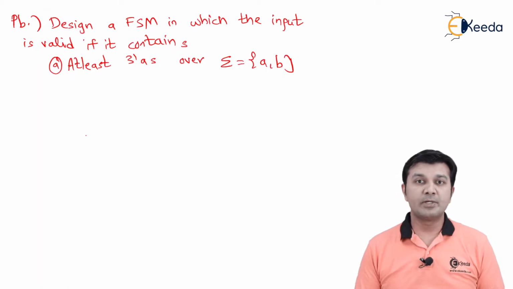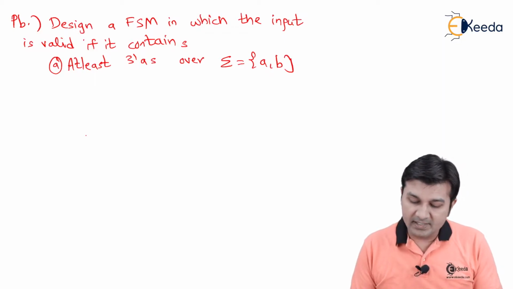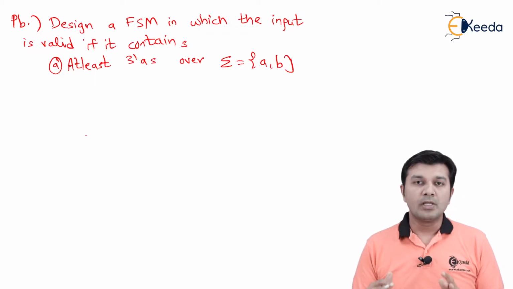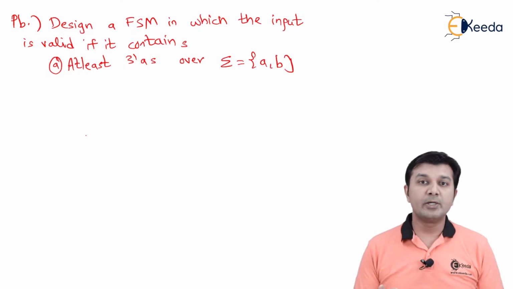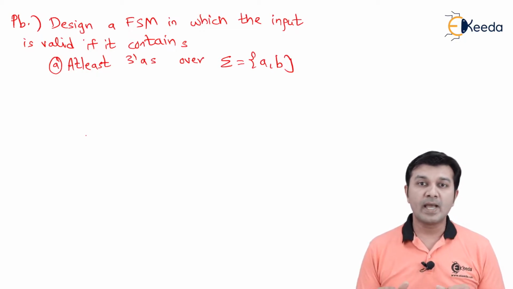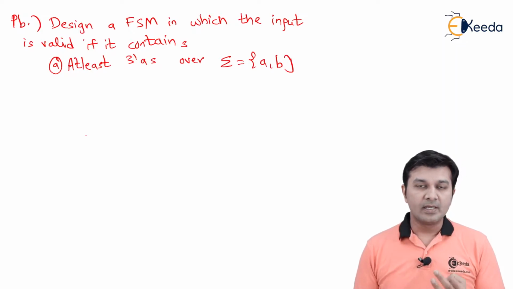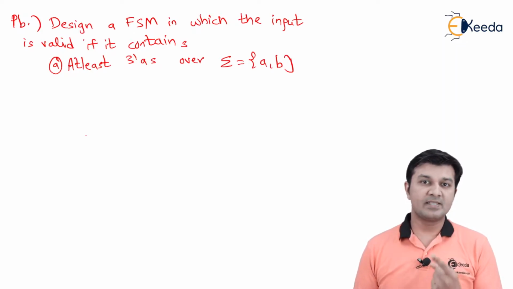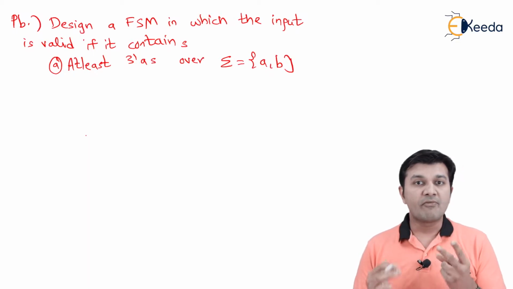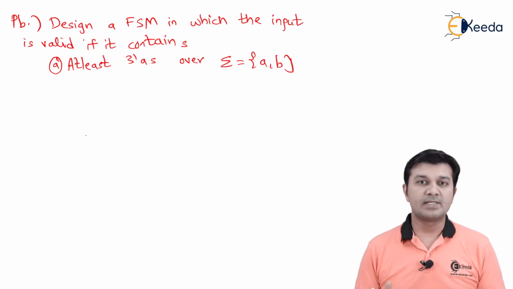So the question given to us is: design a finite state machine in which the input is valid if it contains at least 3 A's. Now this problem will be further split into two more types of problems. As of now, let's focus on what is given. The question says that the input will be accepted if it contains at least 3 A's. Meaning, if I have the number of A's as 3 or more than 3, the finite state machine should accept this particular input. So let's start.